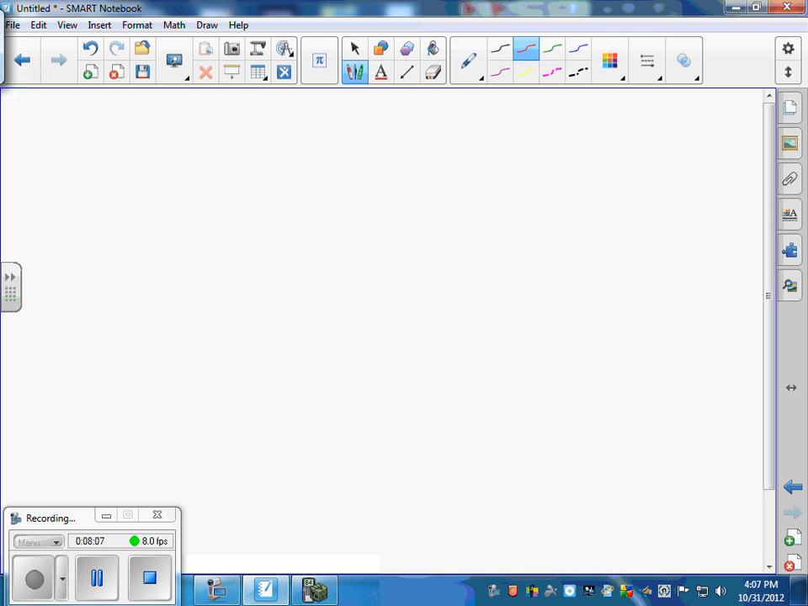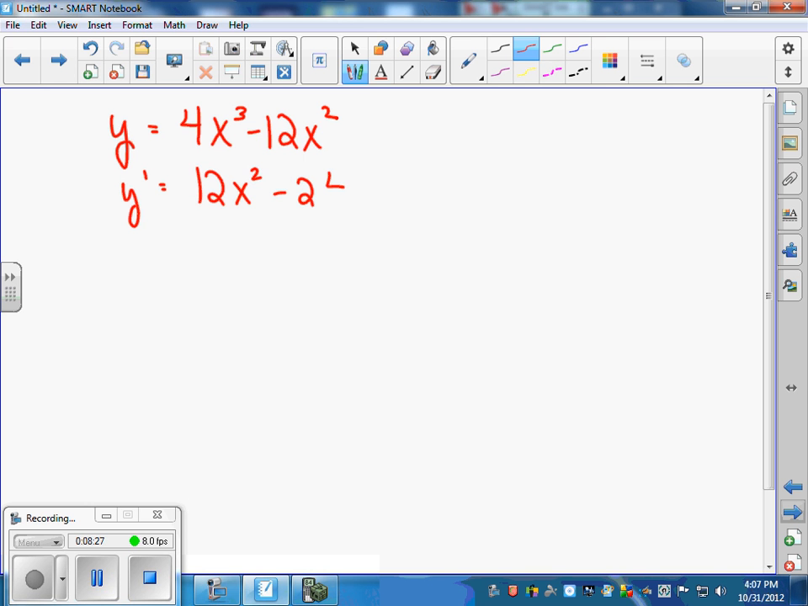Let's try this one. y equals 4x cubed minus 12x squared. So start with our first derivative. y prime, we do all the same thing we did yesterday. It's going to give us 12x squared minus 24x. We're going to set that equal to 0. Then we're going to factor. We're going to take out a 12x, and I'm going to get x minus 2. Okay, then I'm going to get my critical points of 0 and 2.